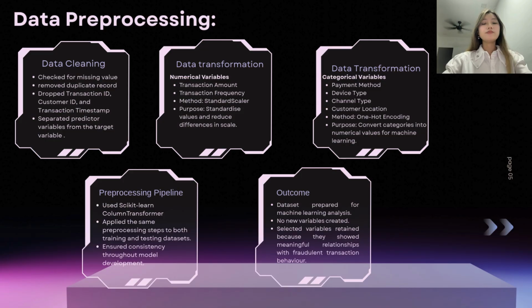Next, we transform the data. Numerical variables such as transaction amount and transaction frequency were standardized using StandardScaler. Categorical variables, including payment method, device type, channel type, and customer location, were converted into numerical values using one-hot encoding. Finally, we use scikit-learn's ColumnTransformer to apply the same preprocessing steps consistently.